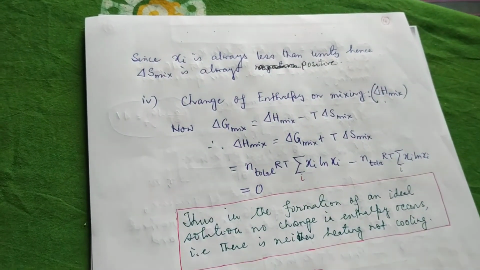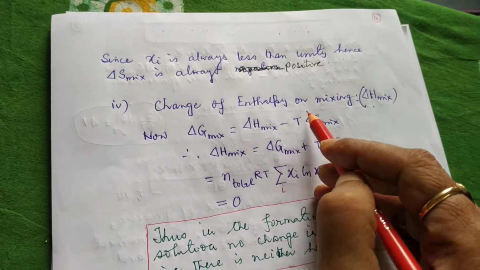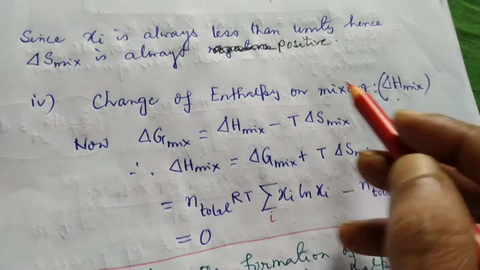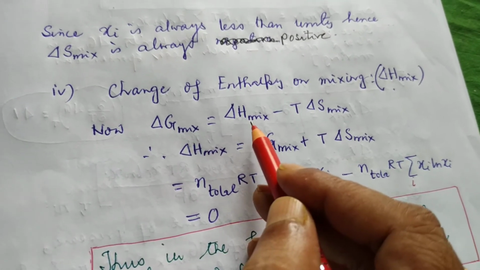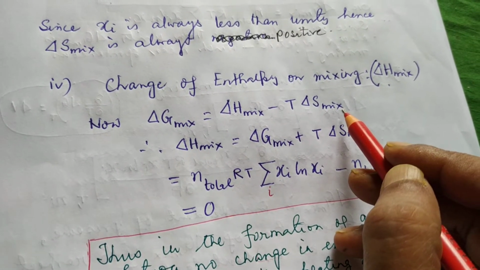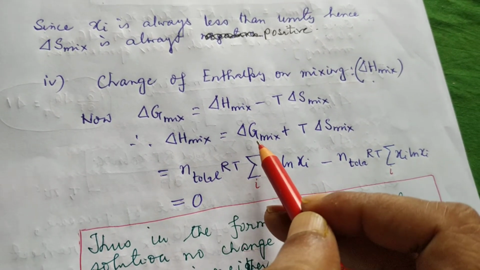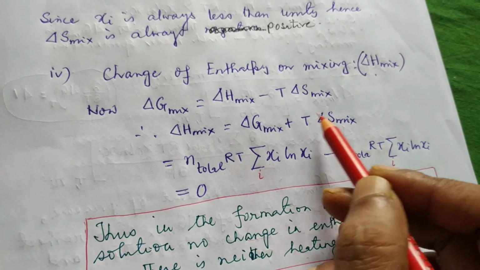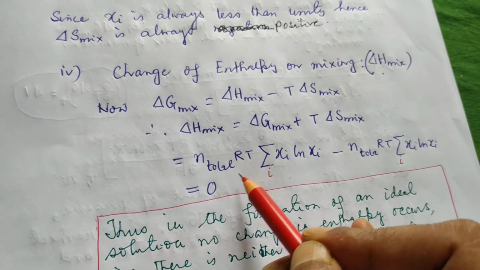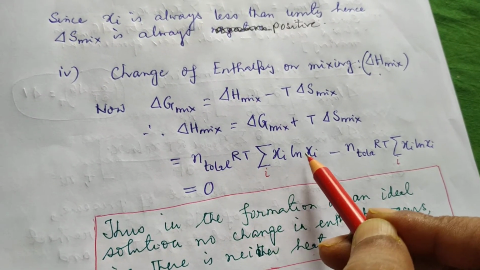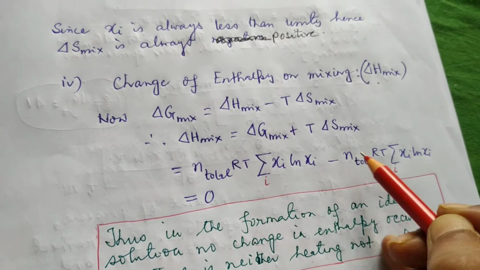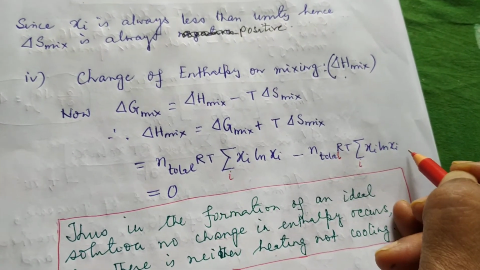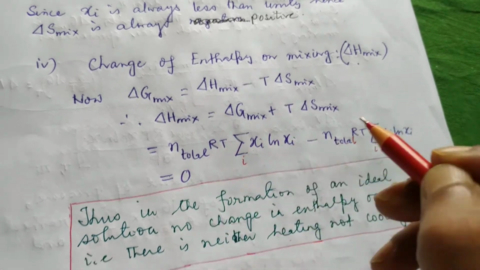Now, the change of enthalpy on mixing, that is ΔH mix. ΔG mix equals ΔH mix minus TΔS mix. Therefore, ΔH mix equals ΔG mix plus TΔS mix. Put the value of ΔG mix and TΔS mix. So it equals n_total RT Σ xi ln xi minus n_total RT Σ xi ln xi. So this equals 0.